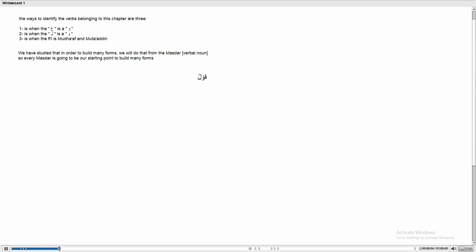Okay, so we want to turn قول now to the ماض. Now, turning it to a ماض is bringing it, or matching it, to which scale? Which scale are we going to match it to? فعل. أحسنتم. ما شاء الله. فعل.